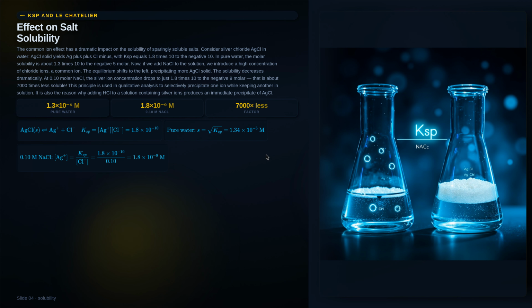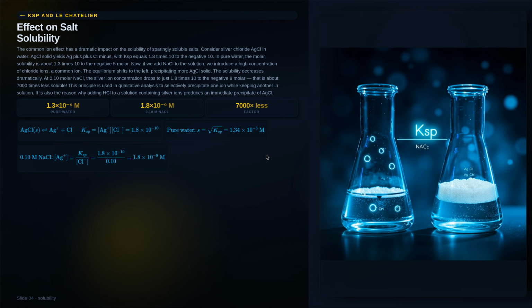The common ion effect has a dramatic impact on the solubility of sparingly soluble salts. Consider silver chloride, AgCl, in water. AgCl solid yields Ag+ plus Cl-, with Ksp equals 1.8 times 10 to the negative 10. In pure water, the molar solubility is about 1.3 times 10 to the negative 5 molar. Now, if we add NaCl to the solution, we introduce a high concentration of chloride ions, a common ion. The equilibrium shifts to the left, precipitating more AgCl solid.